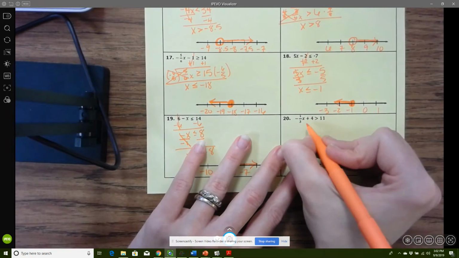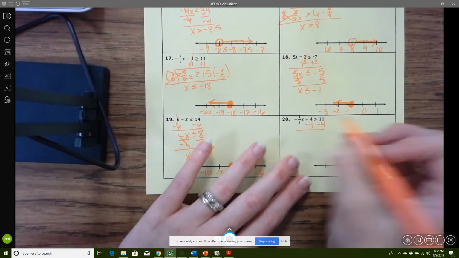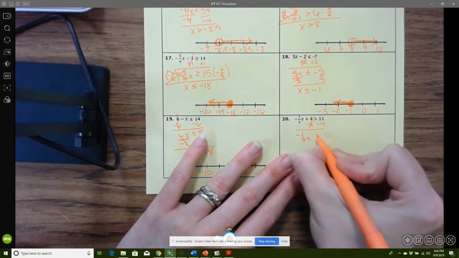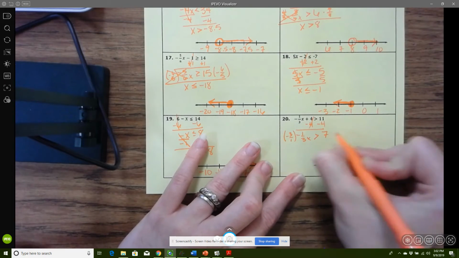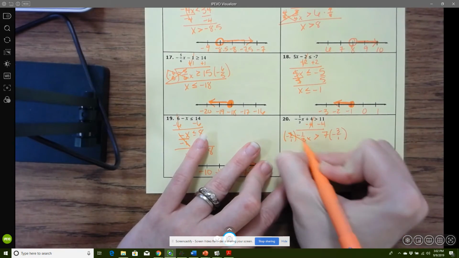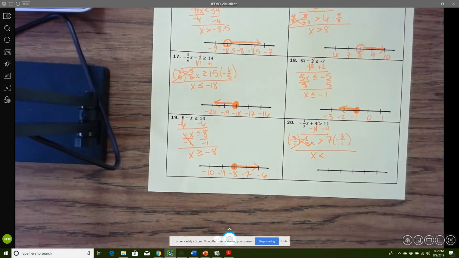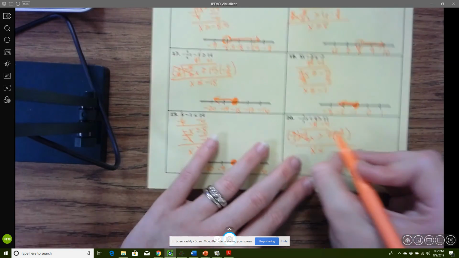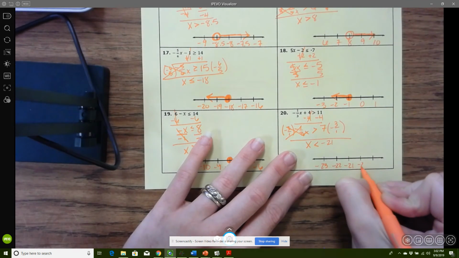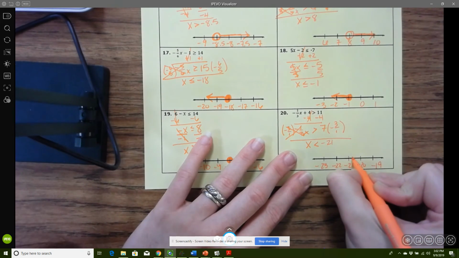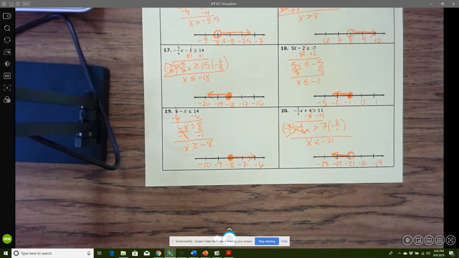All right, last one. We're going to subtract 4 from both sides. So 11 minus 4 is a 7. And then we're going to multiply by this reciprocal, which is just a negative 3. So this cancels, but it's negative. So the sign has to flip. So here, open circle, and then x is less than. So the arrow goes to the left.